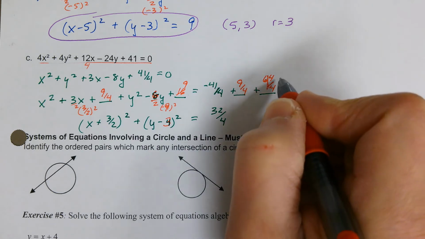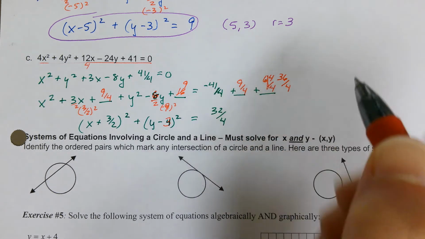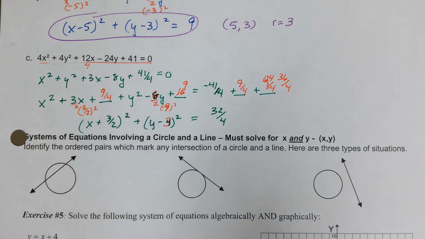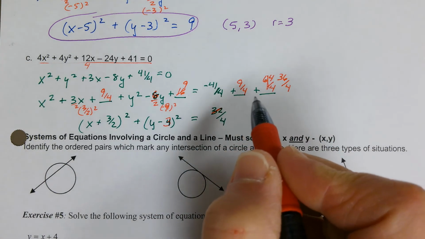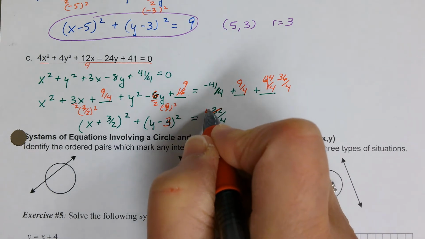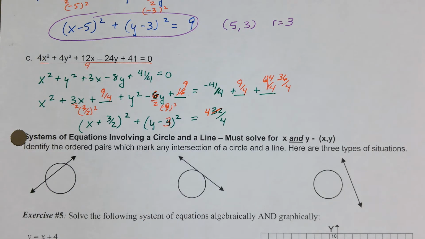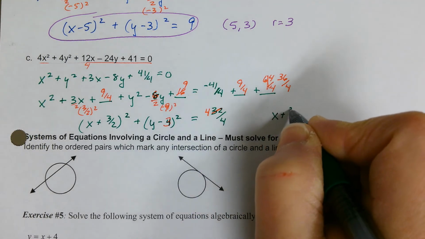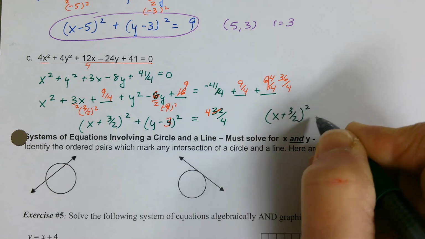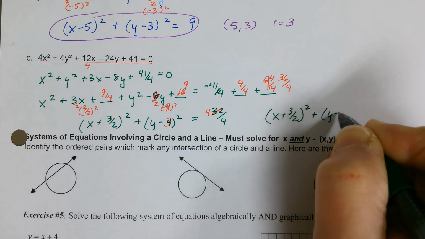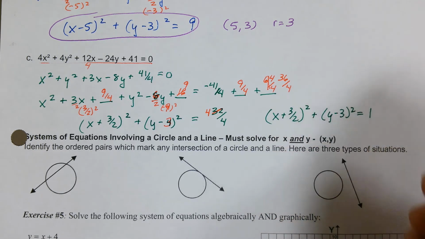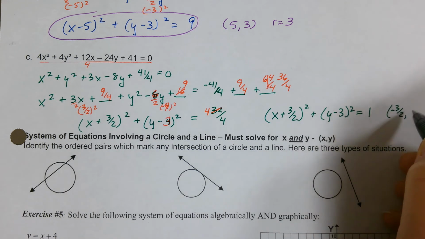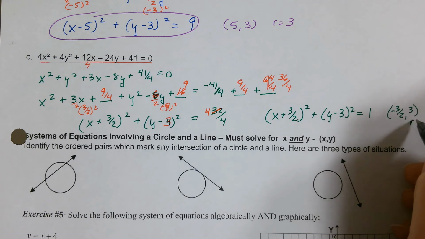And 9 is equivalent to 36 quarters. So 36 and 9 is 45. So subtract 41 is 4. My apologies. All right, so that's 1. So we have (x + 3/2)² + (y − 3)² = 1. The center is (−3/2, 3), and the radius is 1.